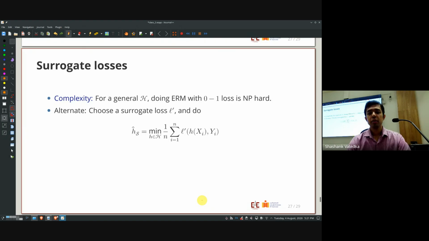So the general approach is to choose a different loss function. You want to evaluate with respect to the 0-1 loss. The end goal is to design a classifier that minimizes the 0-1 loss. But then at the time of training, you choose a different loss called the surrogate loss. So instead of doing ERM using the original loss, you do ERM using this surrogate loss.